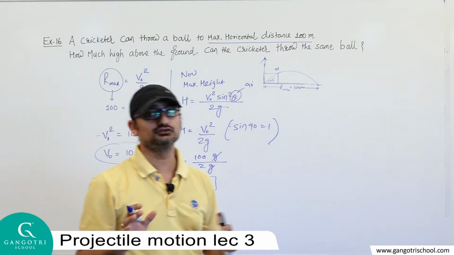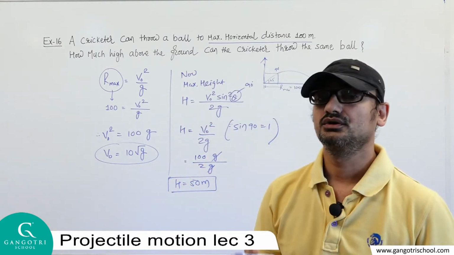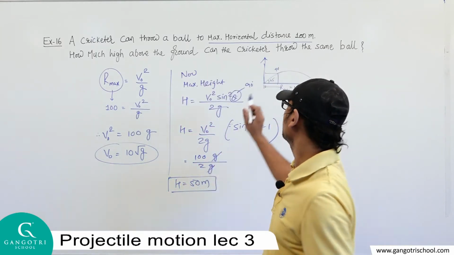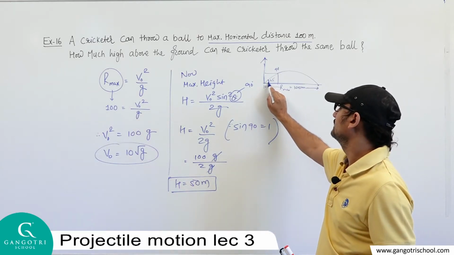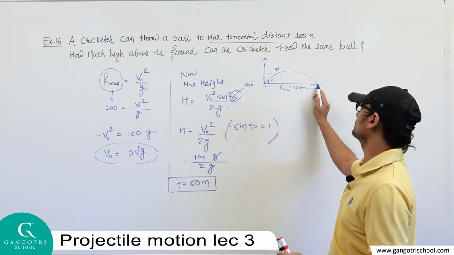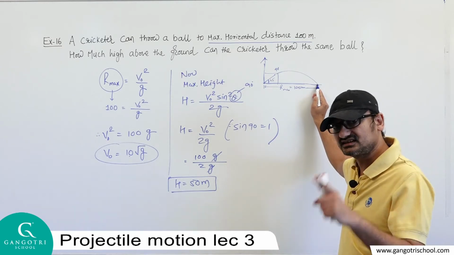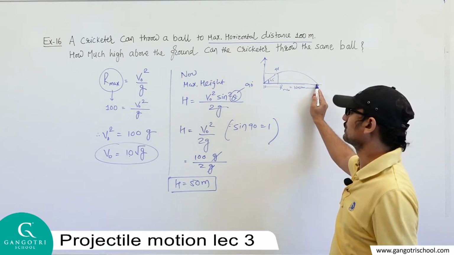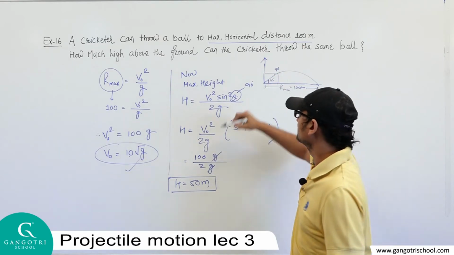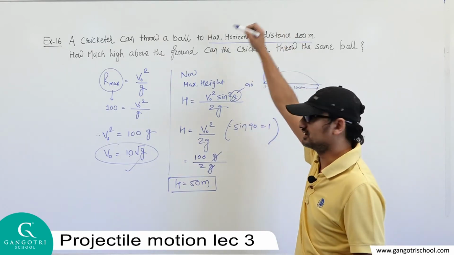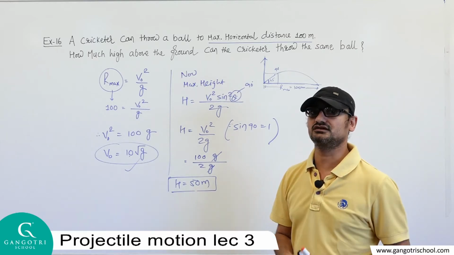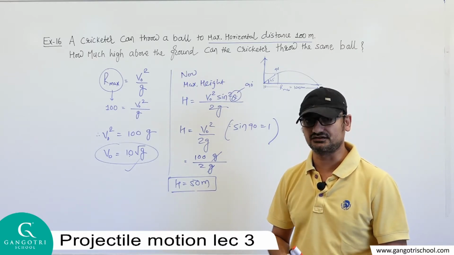So the final conclusion of this example is, if the cricketer throws the ball at an angle 45 degree with velocity 10 root G, then it goes maximum up to 100 meter. But if the same cricketer throws the same ball with the same speed, but this time in a vertically upward direction, then how much high does it go? The answer is, it goes up to height 50 meter. Okay, so this is the exercise sum number 16.